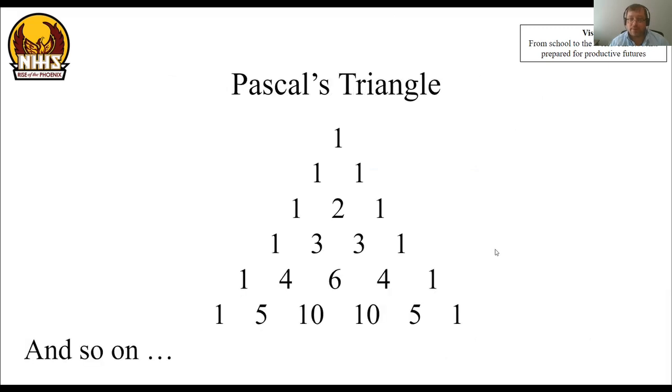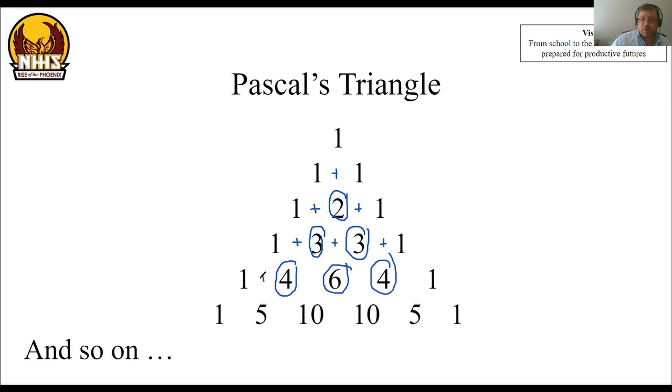This is what's known as Pascal's triangle. When you form Pascal's triangle, it's not that difficult once you see the pattern. You can see the 1 stays on the outside, 1 and 1. Well, 1 plus 1 is 2. 1 plus 2 is 3. 2 plus 1 is 3. 1 plus 3 is 4. 3 plus 3 is 6. 3 plus 1 is 4.